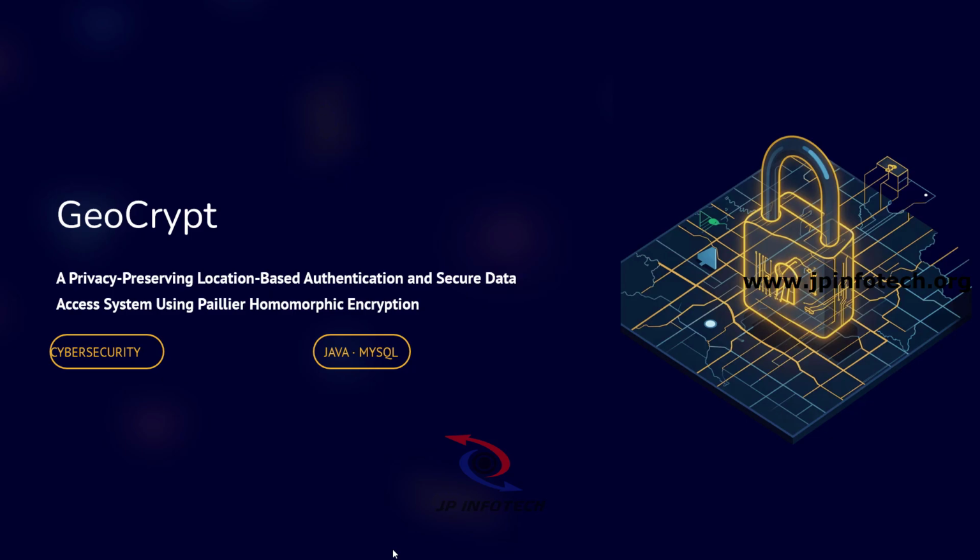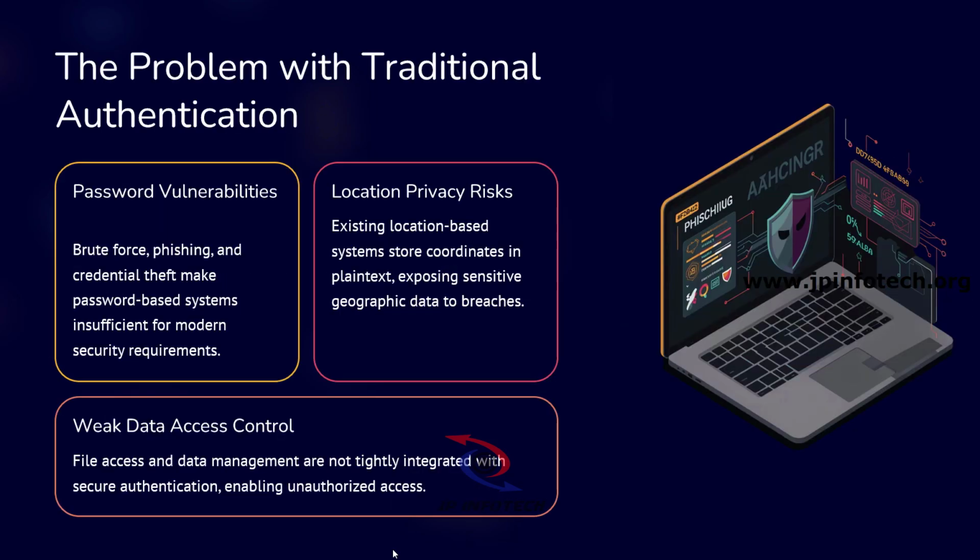So our proposed title is GeoCrypt, a privacy preserving location based authentication and secure data access system using Paillier homomorphic encryption. Today, due to the rapid development in technologies, cybersecurity threats are becoming more. The main problem with user authentication is that users want secure passwords, and those passwords should not be saved as plain text because they can be hacked or taken by intruders or hackers, so that it may be a data breach.